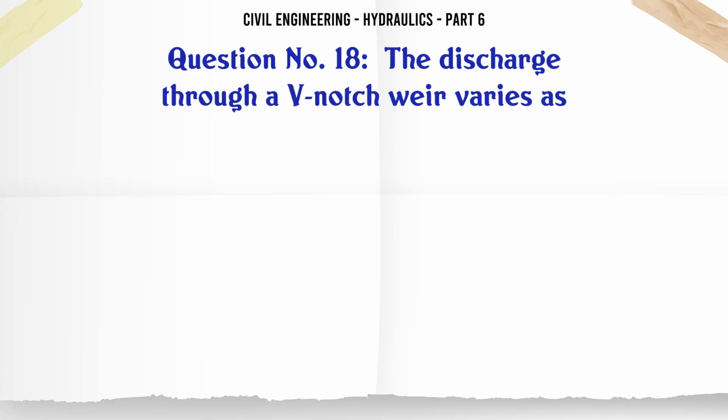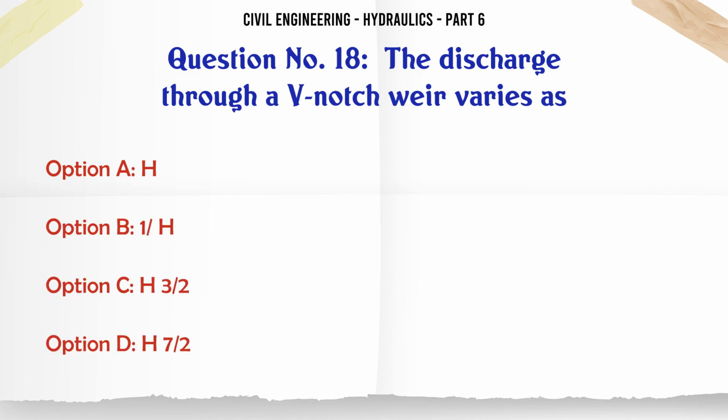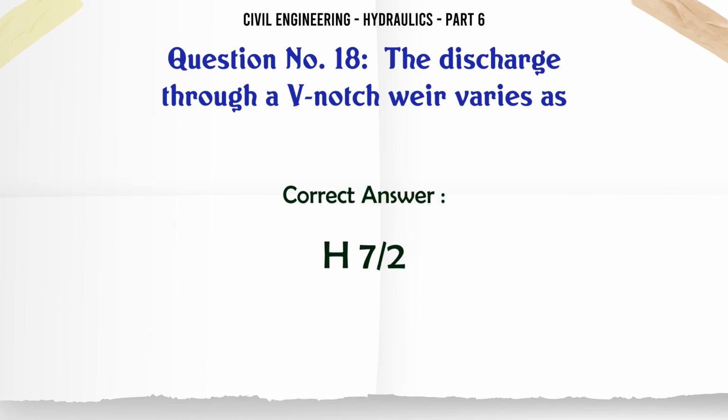The discharge through a V-notch weir varies as: A. H, B. 1/H, C. H^(3/2), D. H^(5/2). The correct answer is H^(5/2).